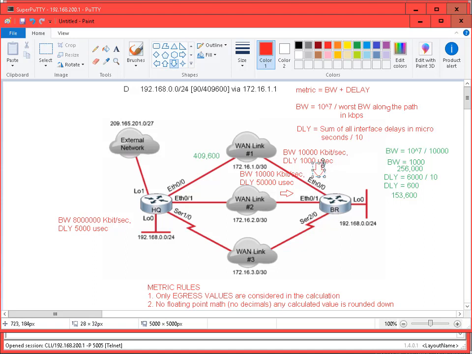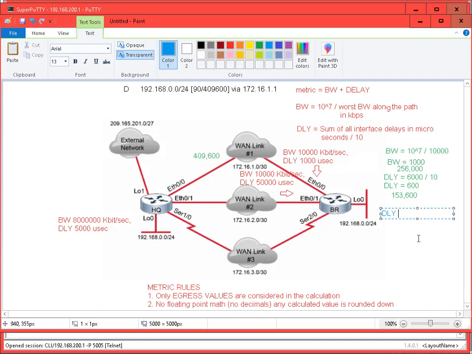So what changed as part of this metric? Just the delay portion changed in this particular case, right? So now let's go ahead and calculate what the delay value would be for this second link. I'll use blue in this case. And the delay value for the second link would be DLY equals the sum of the delays, which is 10,000. You guys understand how we got that value, right? Divided by 10, which is going to end up being a delay of 1,000. You guys understand how we got the 10,000, right? We're just adding up all the delays along the path.